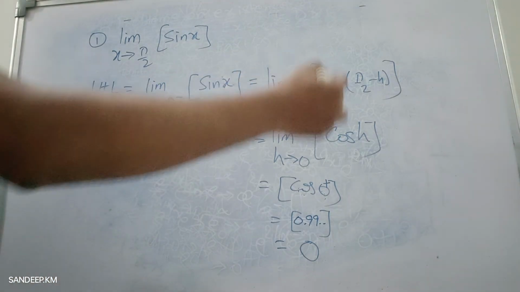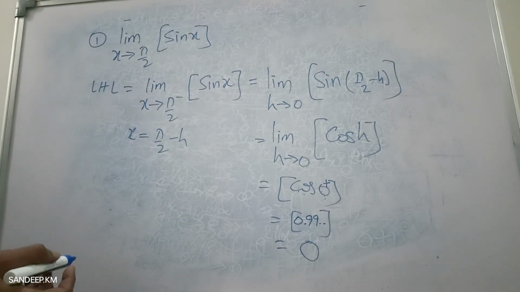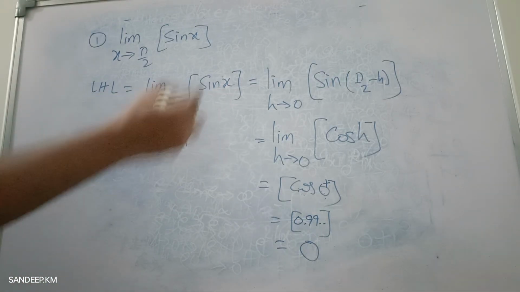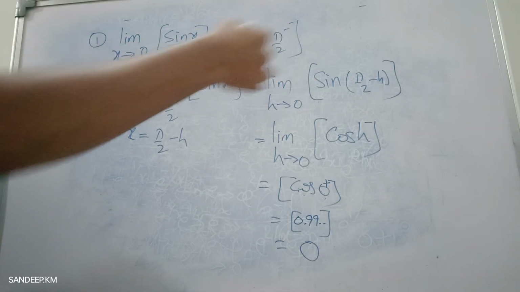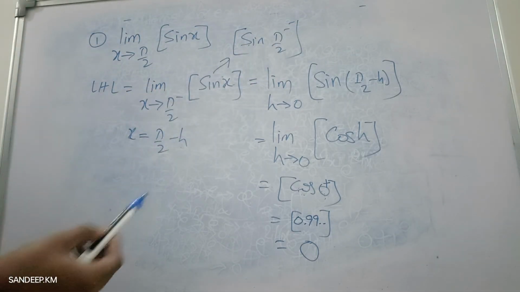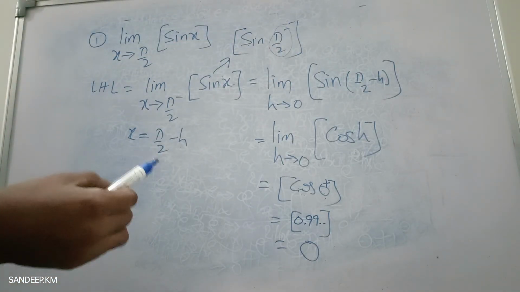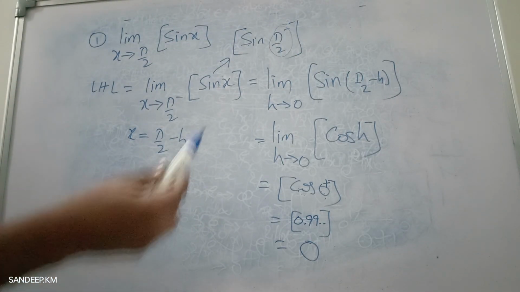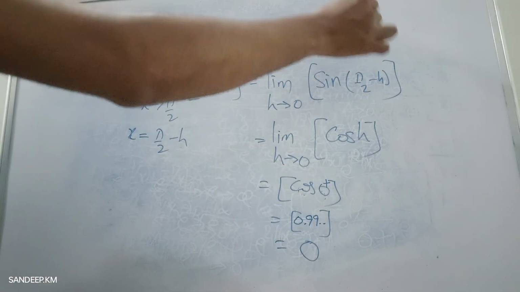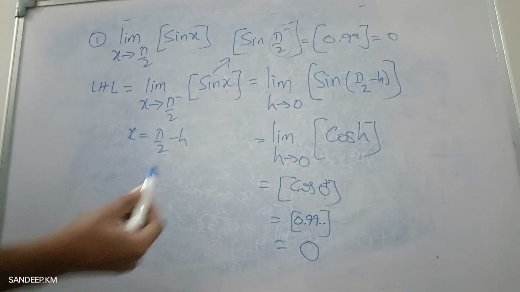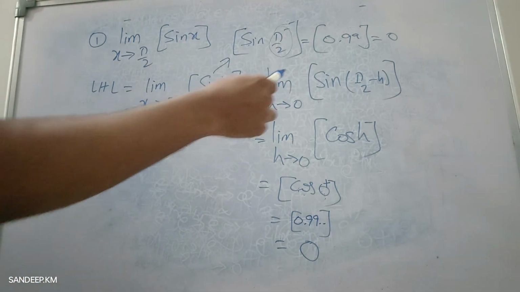And instead of doing all this process, we can also answer this question directly. How do we answer this question directly? X approaches pi by 2 minus. I can write it as step of sin pi by 2 minus. Sin 90 is 1. But this is pi by 2 minus, that means 89.99 something. Sin of 89.99 something is 0.99 something, which is equal to 0. So you can answer the question objectively like this directly, but if you want a step by step solution, you can follow this method.